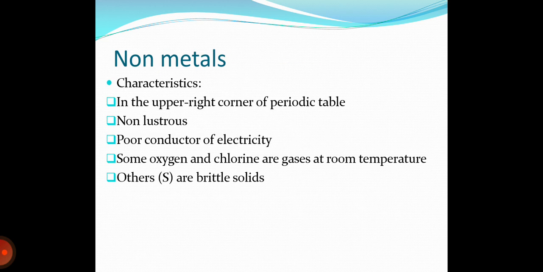And non-metals. The characteristics of non-metals are that they are present in the upper right corner of the periodic table. These are non-lustrous and poor conductors of electricity. Some, like oxygen and chlorine, are gases at room temperature. Others are brittle solids.